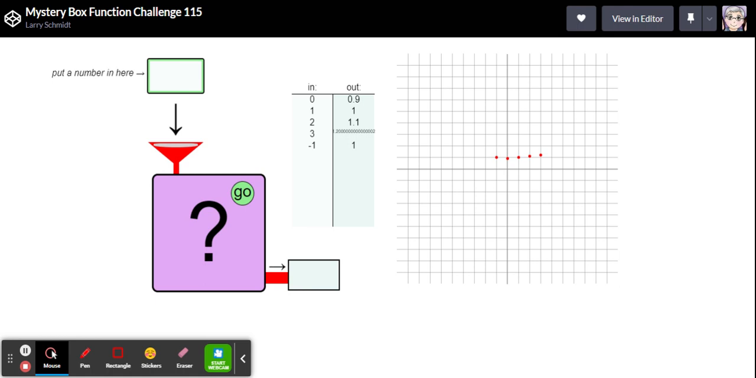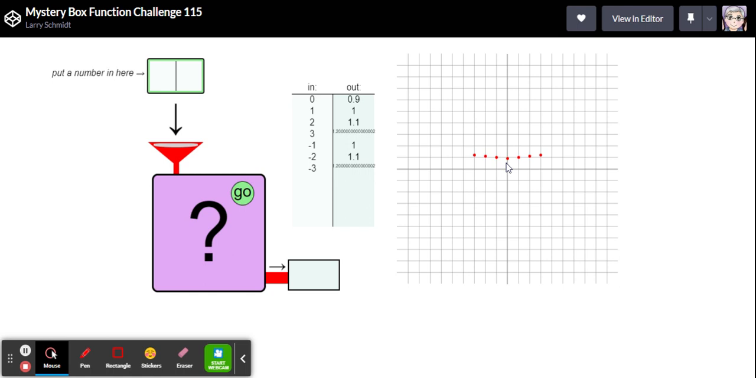Oh, and we're not. Oh, okay. So it looks like we're maybe getting symmetrical behavior across the y-axis here. So maybe this is an absolute value. Let's put in a -2. And there's the 1.1. Yeah, it looks like we're getting the same values. Let's put in a -3 as well. Yeah. So I think what we've got here is a very shallow absolute value.